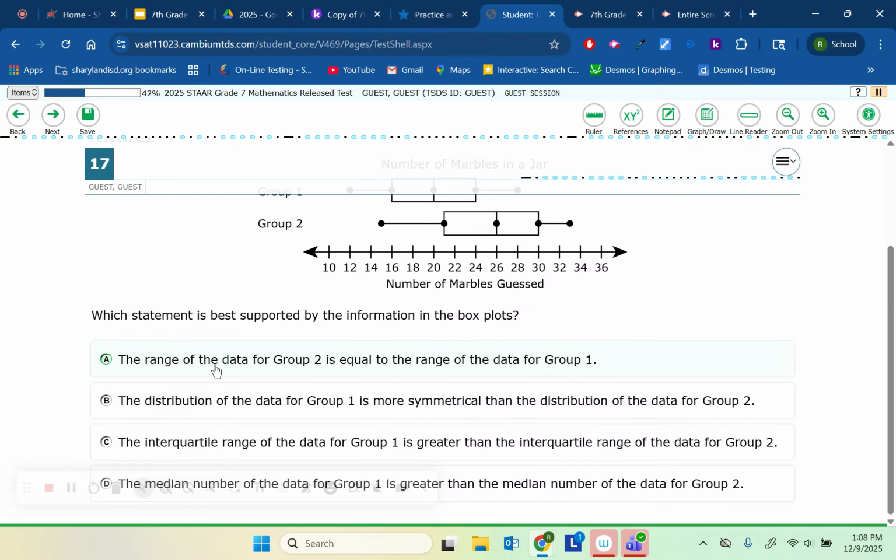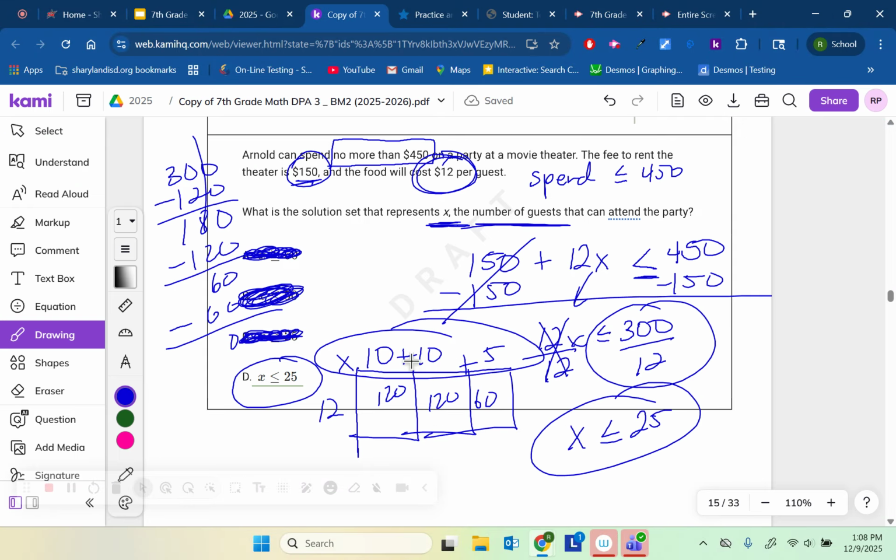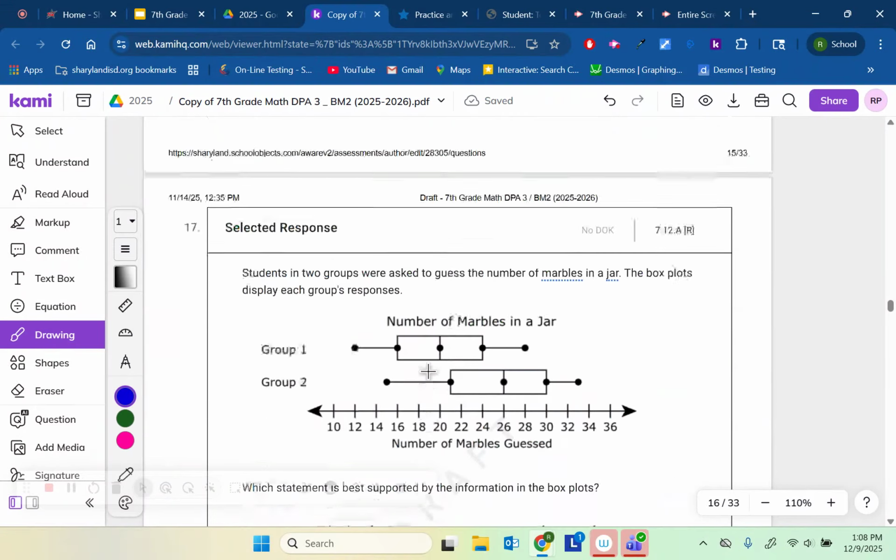The range of data for group two is equal to the range of data from group one. So this one is around 33, and this is about 15. Pretend I'm using my scratch paper. So 33 minus 15, that for me looks like this. Here to here is 3, there's my 30. From here to here for 20, it's going to be 5. That's going to be 18.